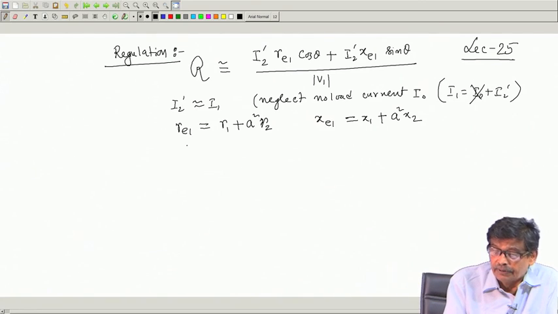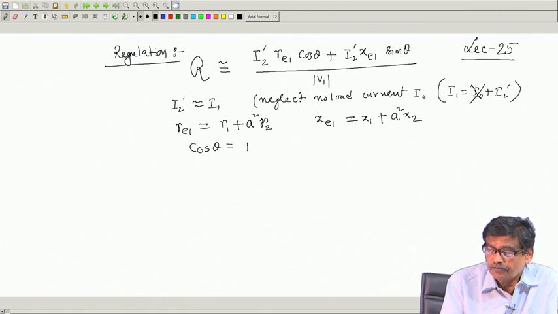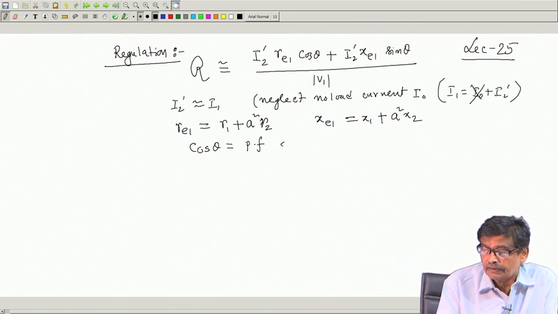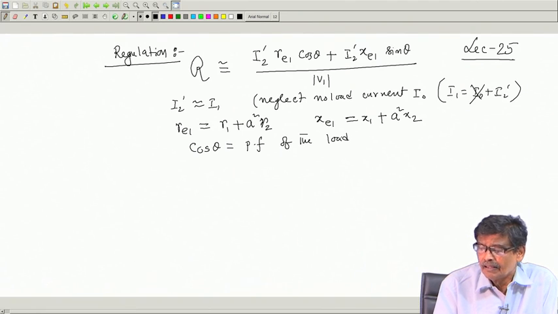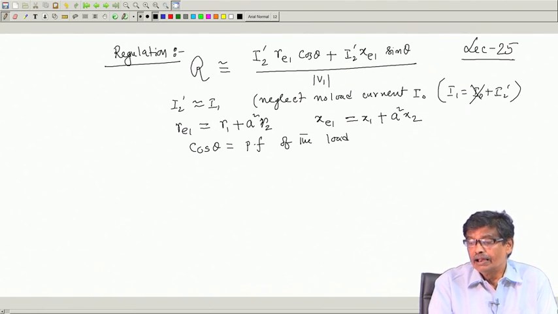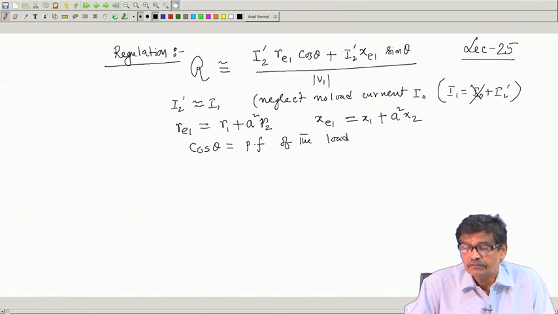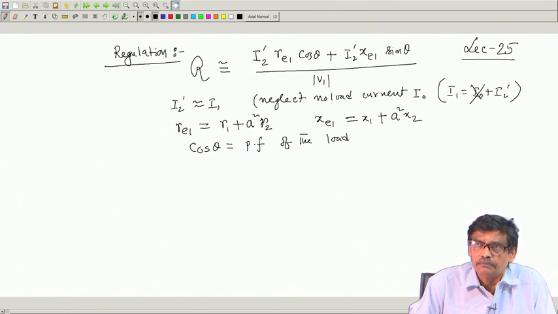And what is cos theta? Cos theta is the power factor of the load. Mind you, I have found this expression for a lagging power factor load. Similarly, I could find the expression for a leading power factor load.